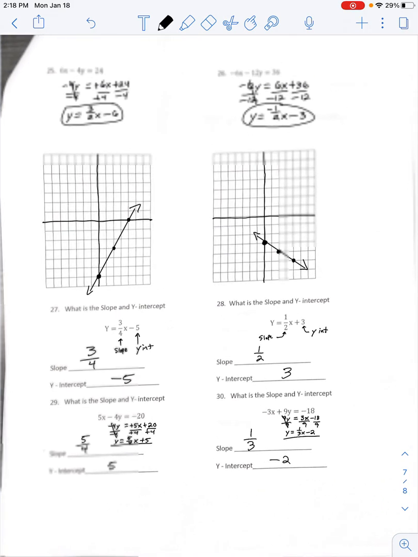Okay, and there is the last page at a glance. I hope this video helped with the study guide. Hopefully everybody got the study guide finished and is getting ready for the test coming up.